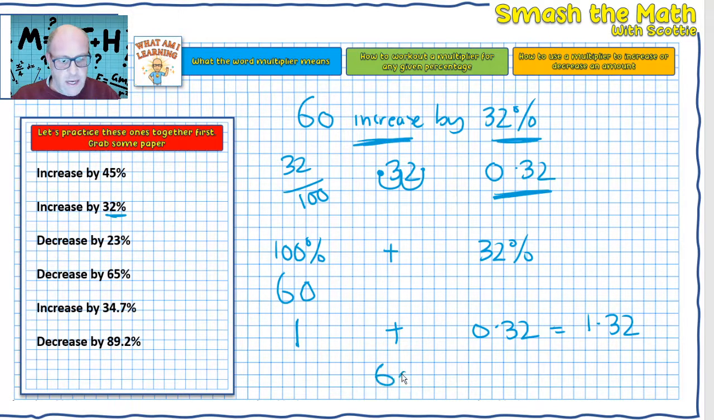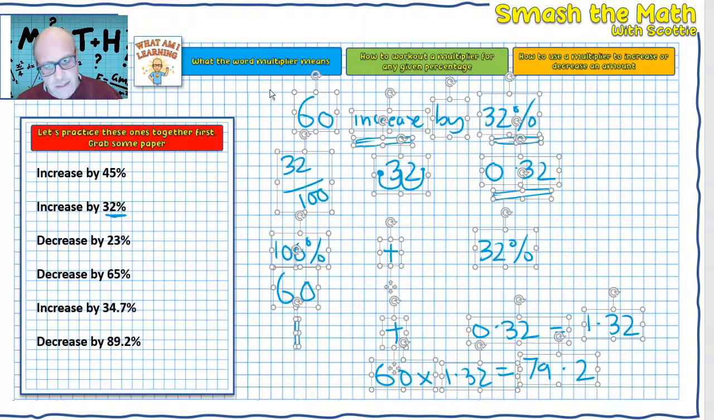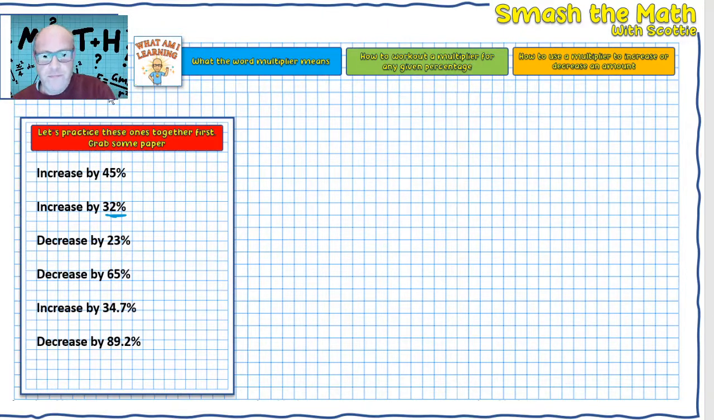So I'm going to take 60 times by 1.32, and I get 79.2. Okay, that's another example for you. Okay, right, let's do a couple more examples. So I'm going to show you decrease. Okay, very similar way. So let's take, I don't know, 120. Okay, and we're going to decrease this now by 23%.